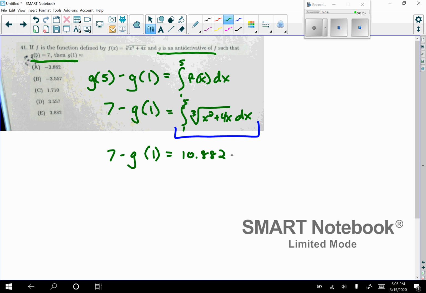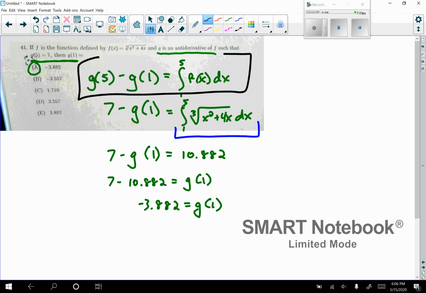10.882. Now we can find G of 1. I'm just going to say that 7 minus 10.882 is what's going to give us G of 1. And then that is negative 3.882. Which is A. But again, this part right here was the key to answering this problem.